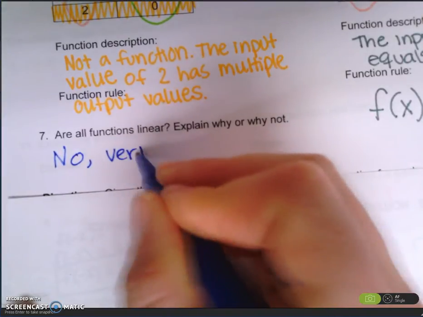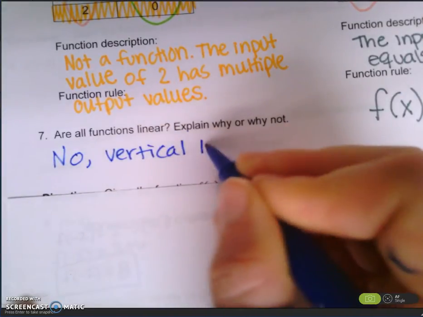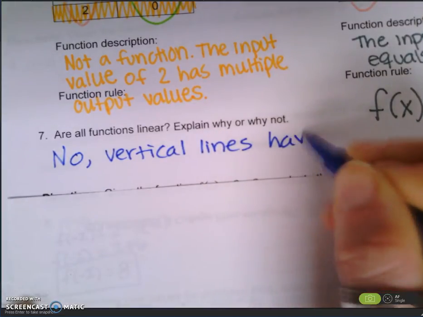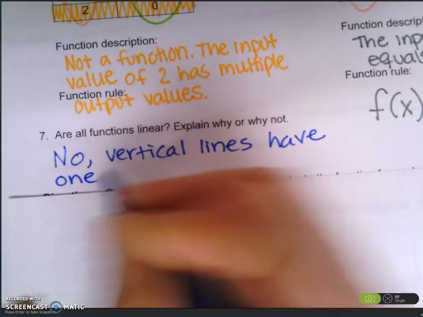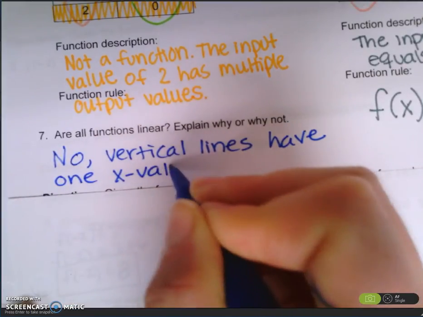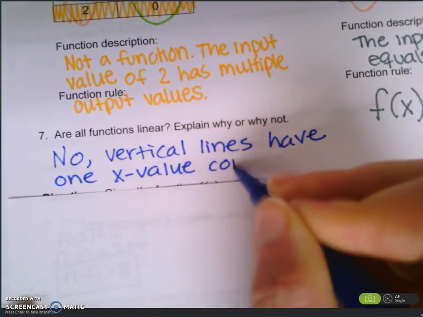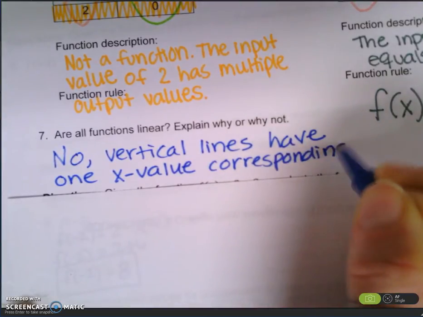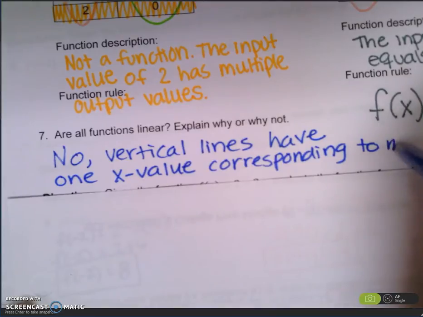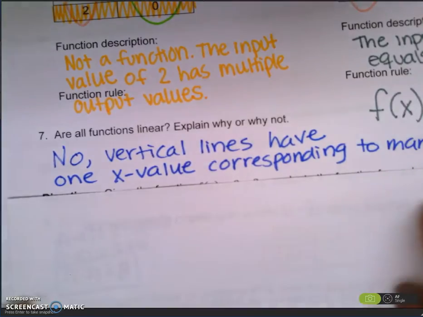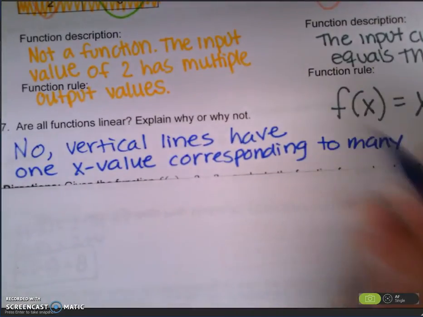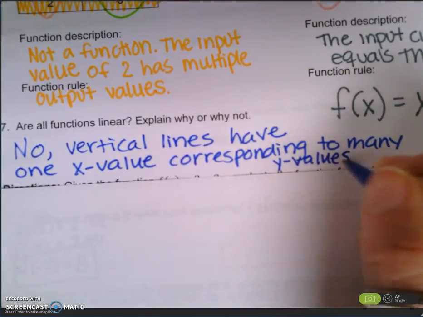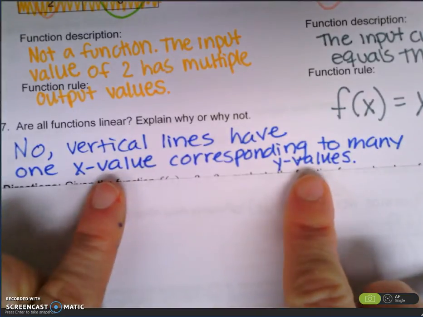Vertical lines have one x value corresponding to many y values. And you could always replace x values with input and y values with output.